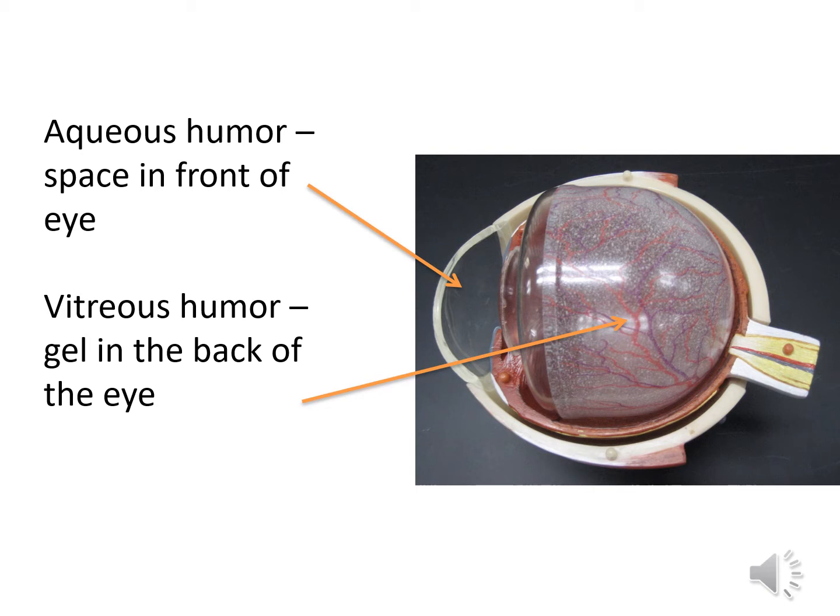Honestly, I kind of remember it as aqueous humor. A is at the front of the alphabet. A is at the front of the eyeball. The vitreous humor, V, is at the back of the alphabet, and the vitreous humor would be at the back of the eyeball.